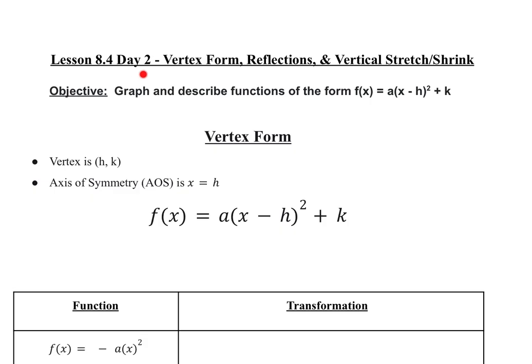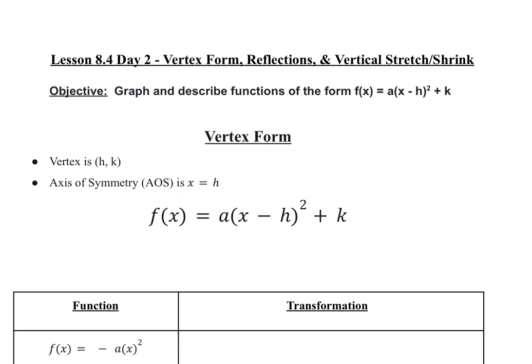Today's lesson is 8.4 day 2, vertex form, reflections, and vertical stretch and shrinks. We're going to be working on graphing these and also describing the functions when it's in this vertex form. So we talked about this the other day, our vertex form. And so we're going to see that there's a number A, and we're going to see that there's a number K. All right? And we'll see what those two movements do.